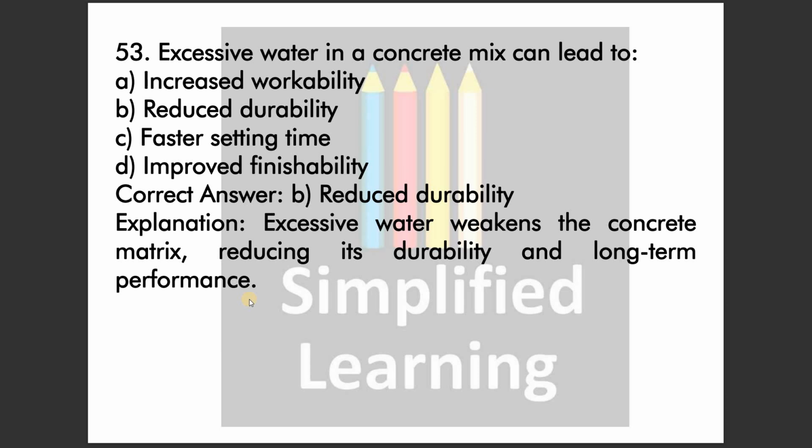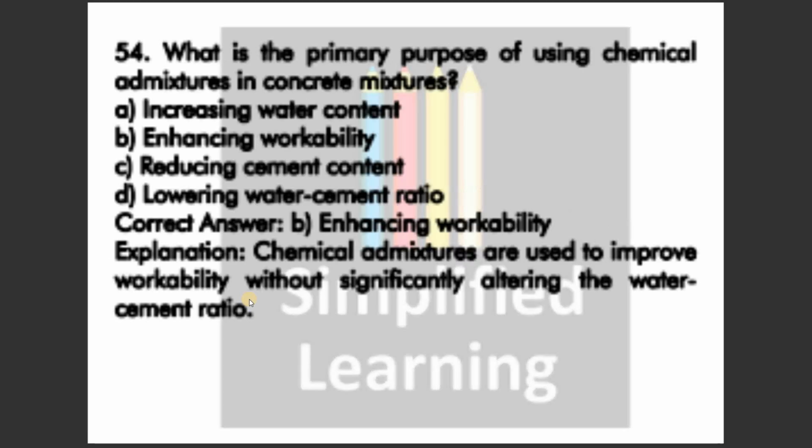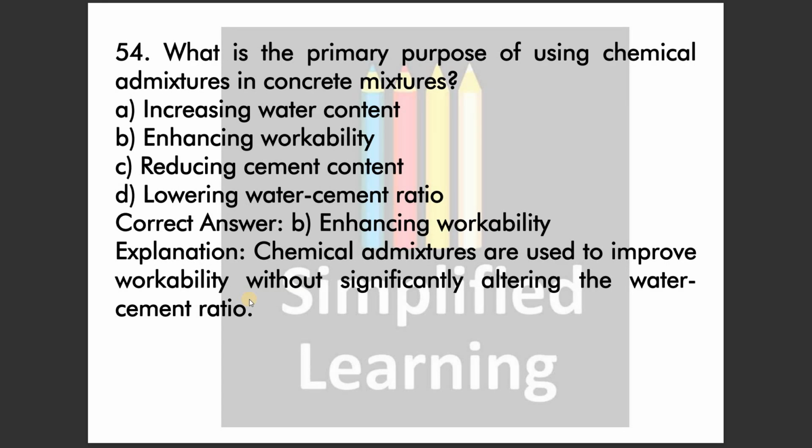Then excessive water in a concrete mix can lead to reduced durability. Okay, extra water, less the durability. More will be the workability, but obviously durability is going to be less. Addition of excess water may lead to bleeding and segregation also. What is the primary purpose of using chemical admixture in concrete mixture? Enhancing the workability. Okay, the sole purpose of using chemical admixture in concrete mixture is to add on the workability property of concrete.